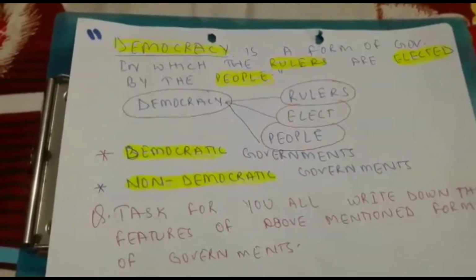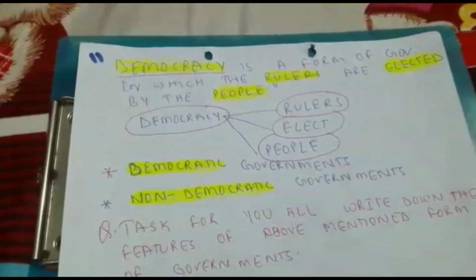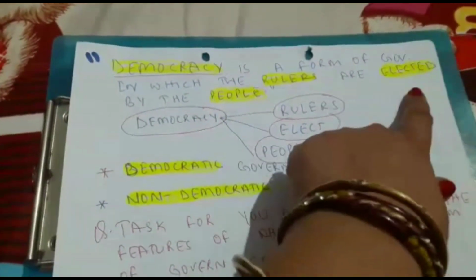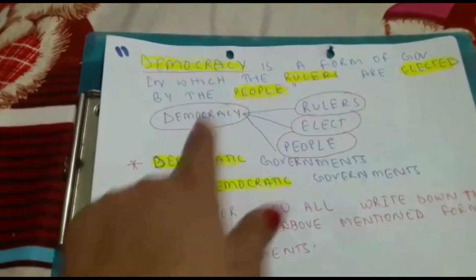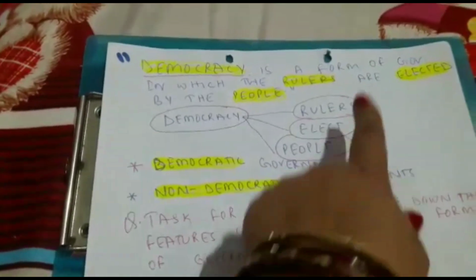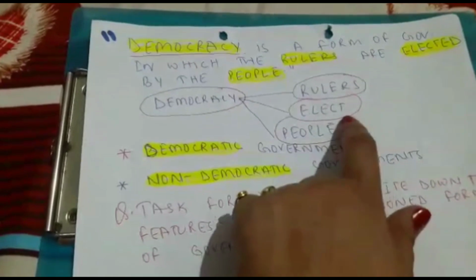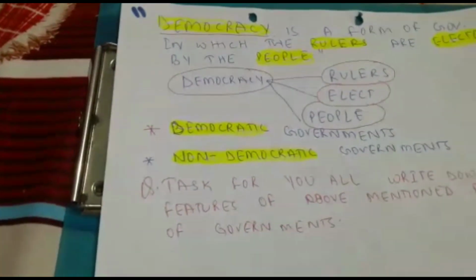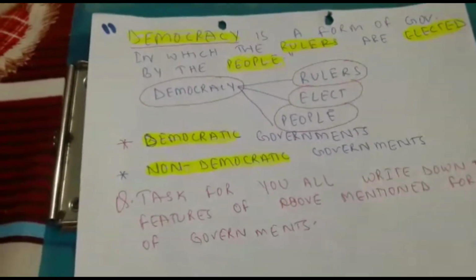For this, we can go through another definition. Democracy is a form of government in which the rulers are elected by the people. Now we can see democracy, rulers, and elect people. All three are interrelated. It means that the rulers who are ruling us are selected and elected by the general people.